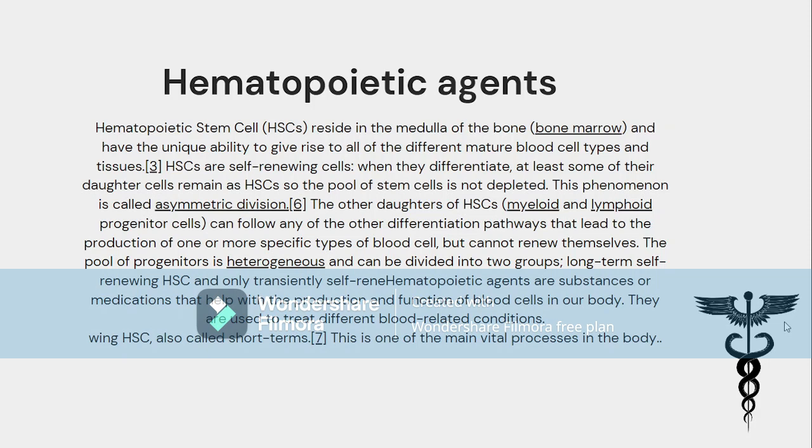Next is the erythropoietic agent. This agent stimulates the production of red blood cells, which carry oxygen throughout the body. They are used to treat anemia. Next is the thrombopoietic agent. This substance stimulates the production of platelets, which are important for blood clotting. They are used to treat low platelet counts.